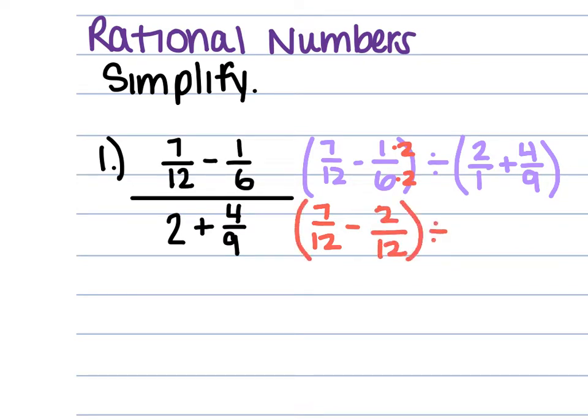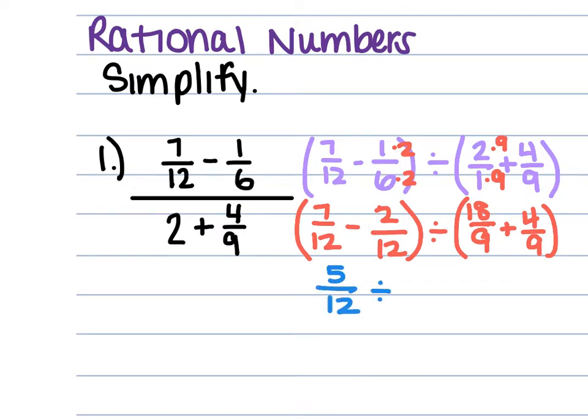And then that second set of parentheses, you have 2 over 1 and 4/9. Their least common denominator is 9, obviously. So multiply the 1 by 9, multiply the 2 by 9, we get 18 over 9 plus 4/9. So now we're going to do the addition and the subtraction first. So the 7 minus 2 is 5. Keep it over 12, divided by 18 plus 4 gives us 22. Keep it over the 9.